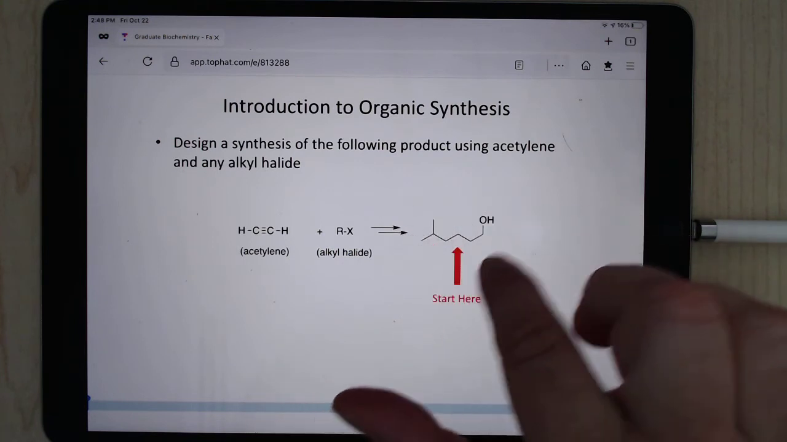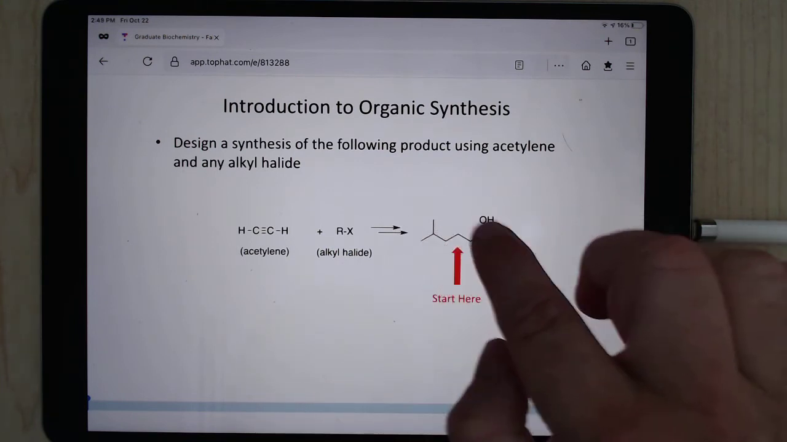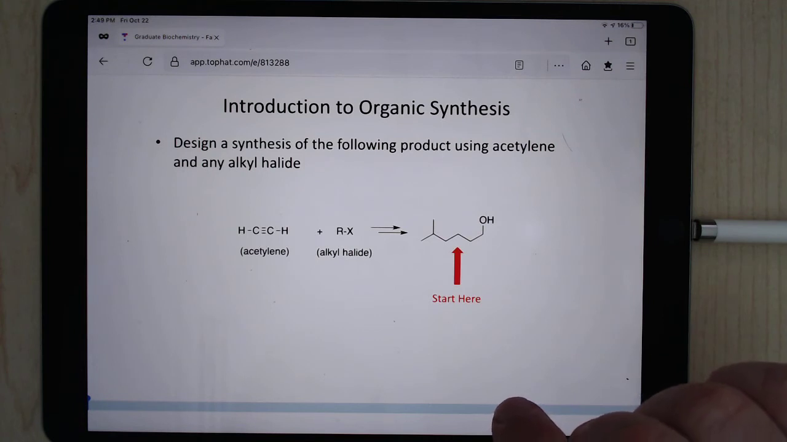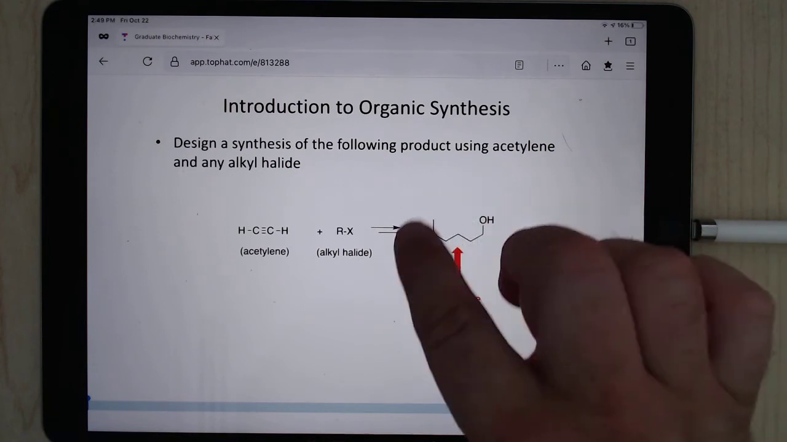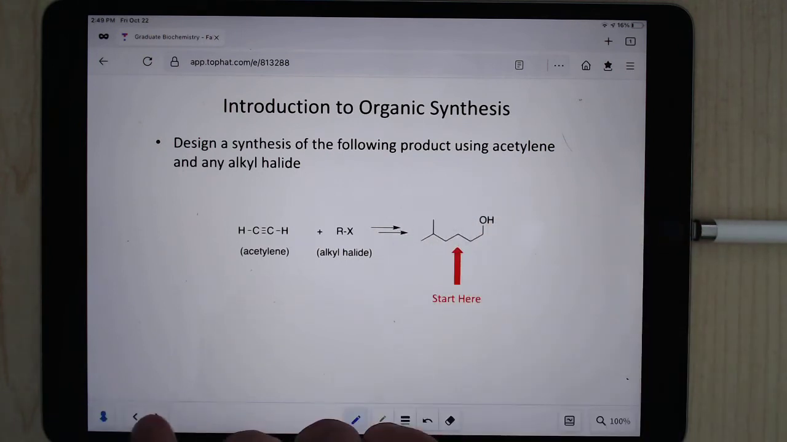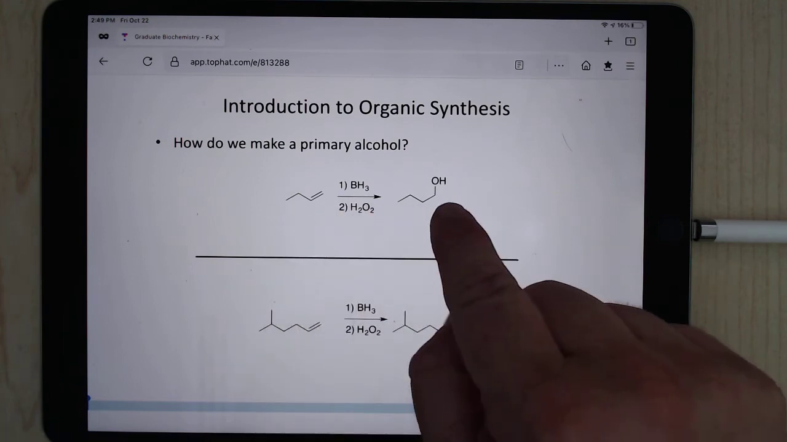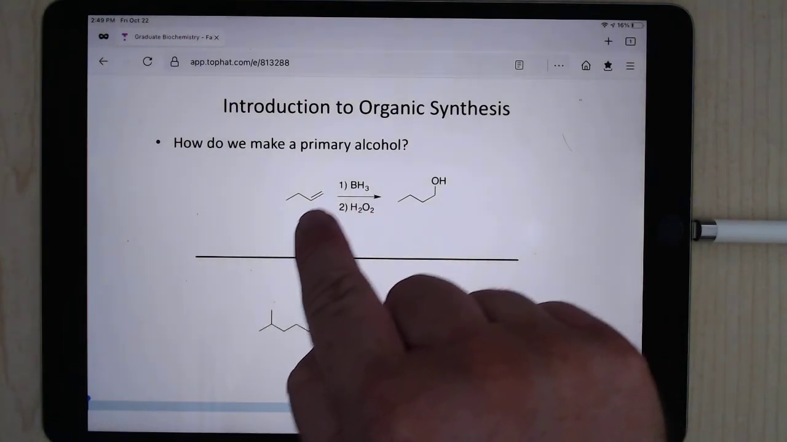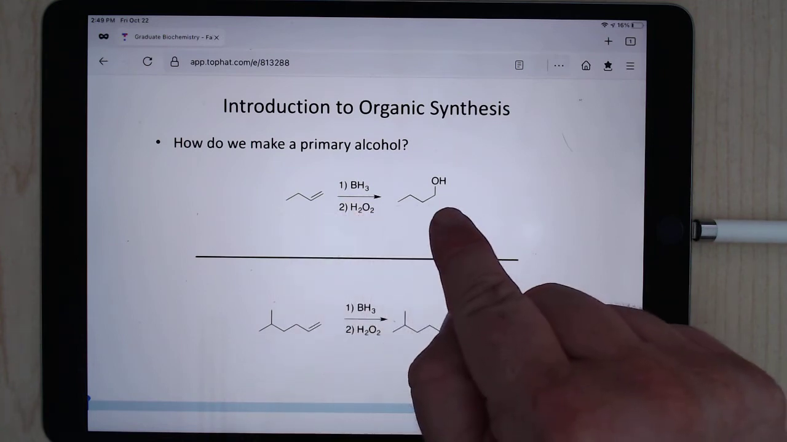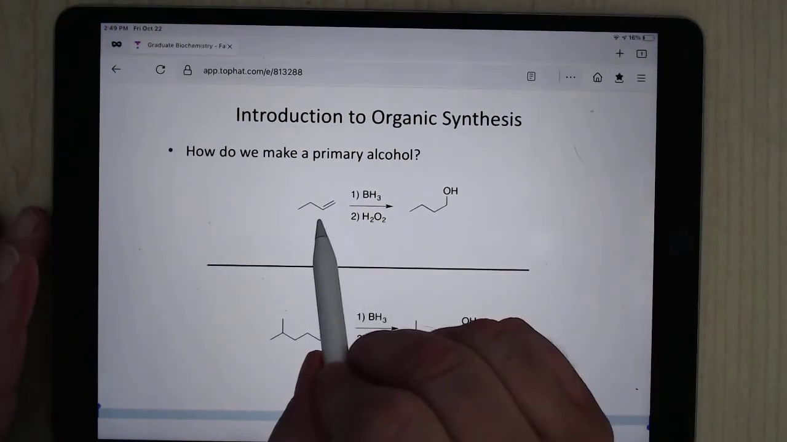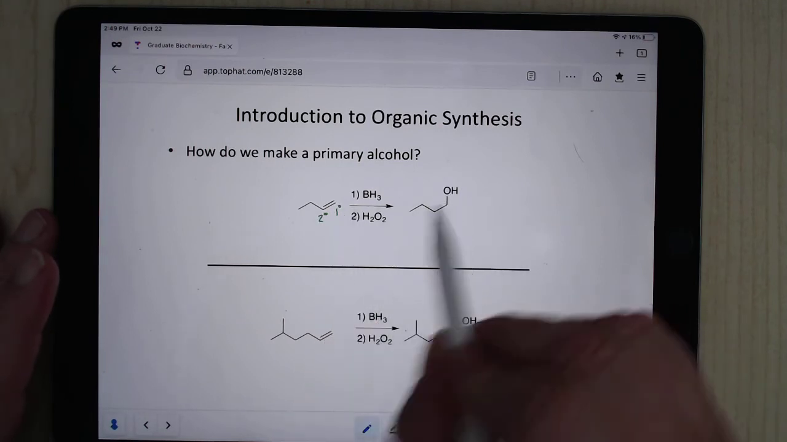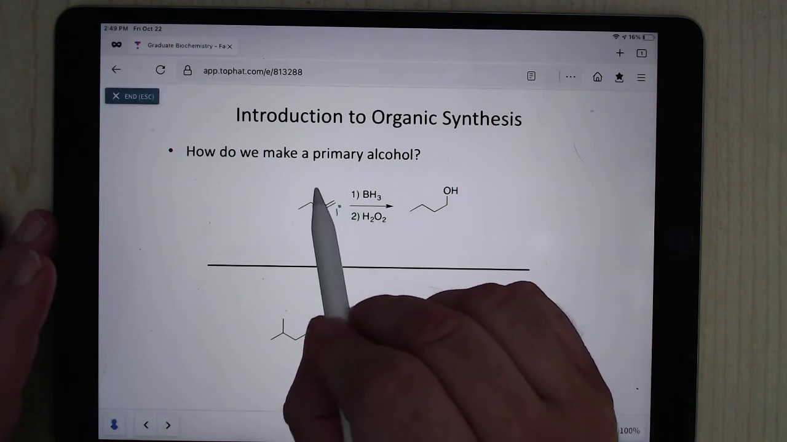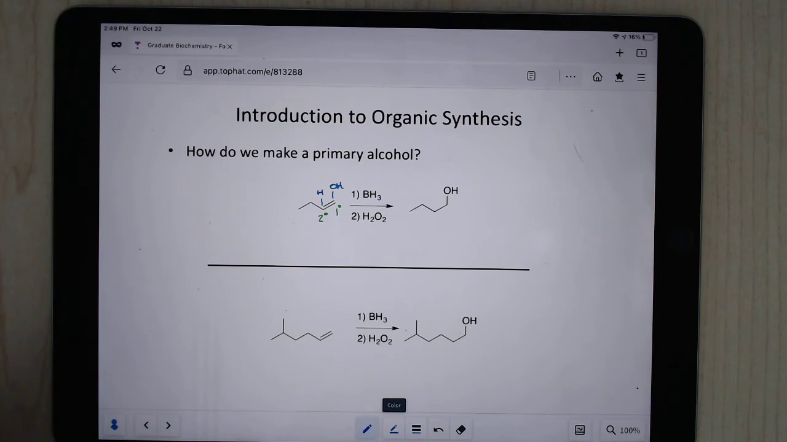But what it might actually be helpful to do is to start here and say, how do we make a primary alcohol? Okay. So if we start here, what do we have to do to make this final product? Well, we know that we can make a primary alcohol if we start with a terminal alkene and do a hydroboration reaction, right? So remember, this is secondary, that's primary, and so it's going to go HOH when we add it to it.